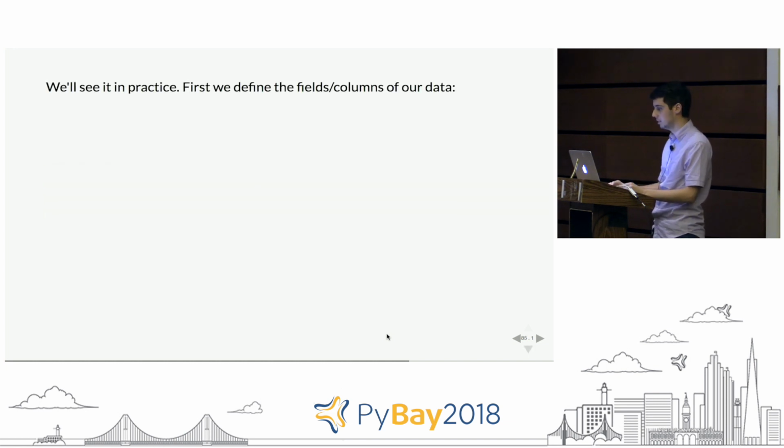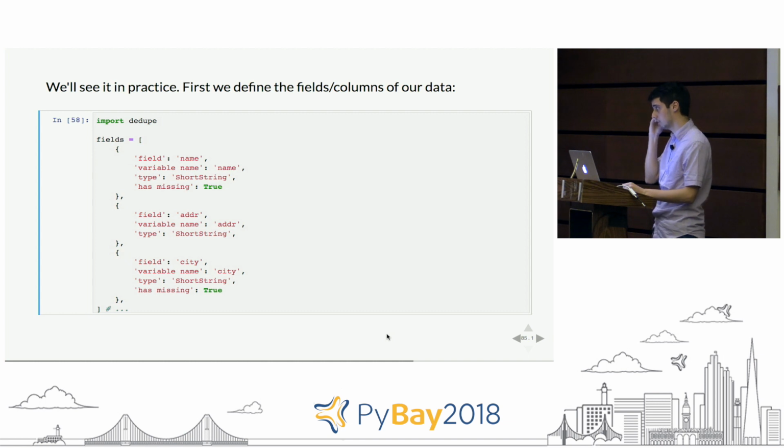Let's see this in practice. We have to define the fields of our data. So name is a short string, address is a short string, city is a short string. I have to tell which fields have missing values.